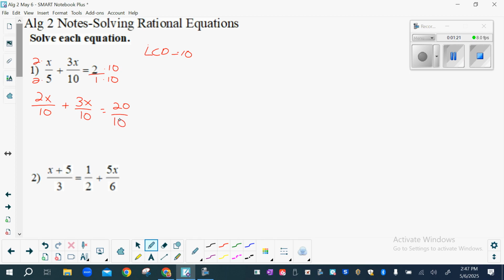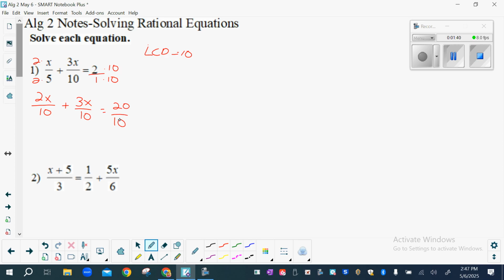We don't want those denominators. We don't like fractions. So anybody have any idea what we might be able to do to get rid of the fraction? Oh, we can turn that into a 2. You actually can.